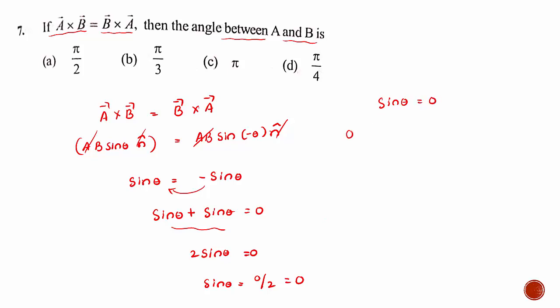That means theta equal to 0 degree, or we can take 2 pi radian, or we can take pi radian, and so on. For these values, sine theta is equal to 0 because sine 0 is 0, sine 90 is 1, sine 180 is 0, sine 360 is 0. So here angle between A and B, the possibilities are 0 radian, 2 pi radian or pi radian. So here you can observe the options. Option C is correct answer.